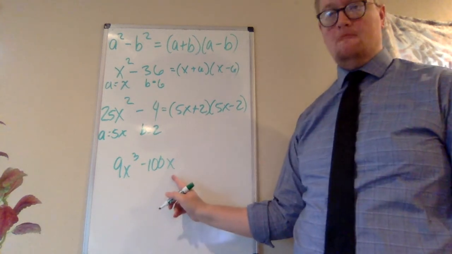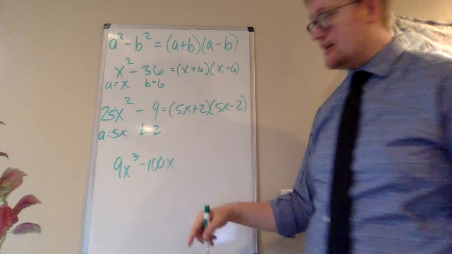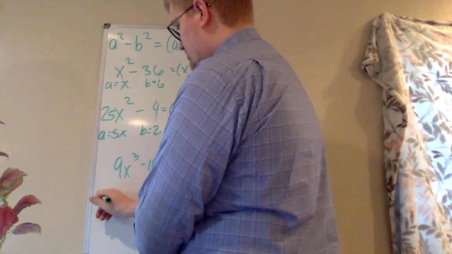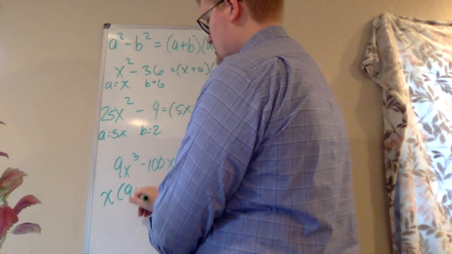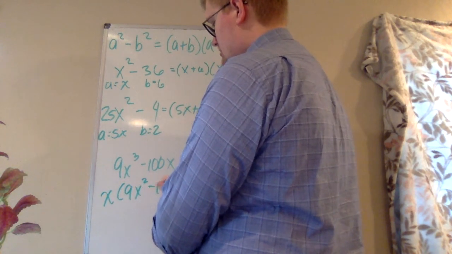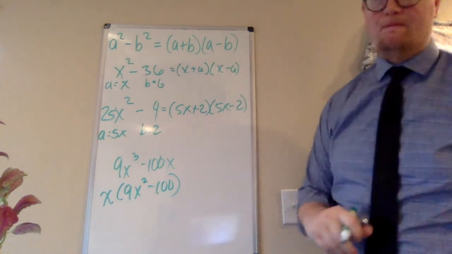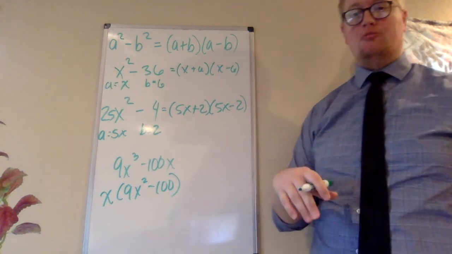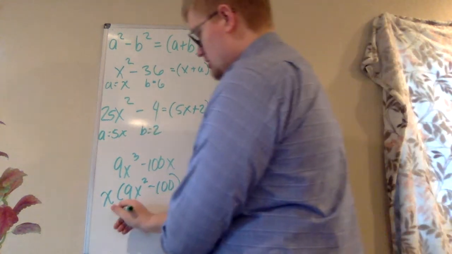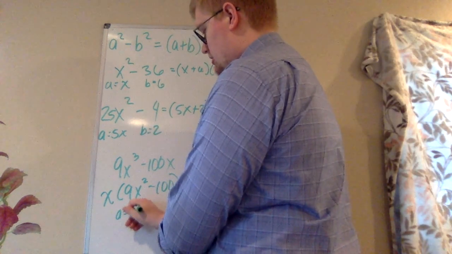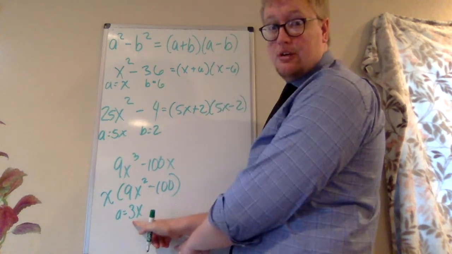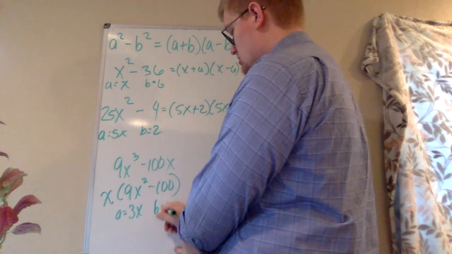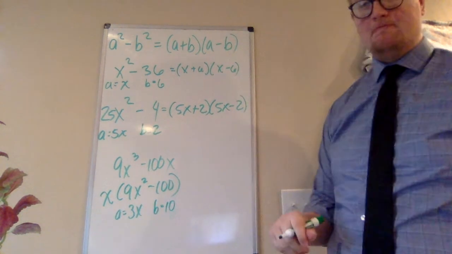Lastly, for this one, here we do have a greatest common factor, right? Because there's an x over here. So I'm going to factor an x out. There's no factors in common between 9 and 100, so I don't have to worry about the numbers. So I'm going to pull an x out, and I get 9x squared minus 100. And then I can take the square root of my first term for a, take square root of my last term for b. So I have a equals 3x, because the square root of 9 is 3, square root of x squared is x. And for my b, square root of 100 is 10.